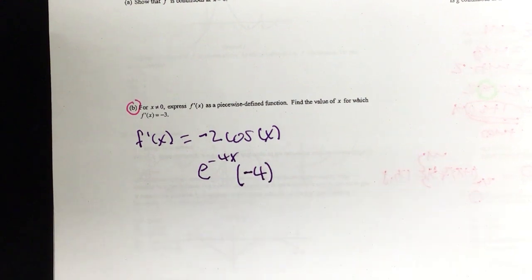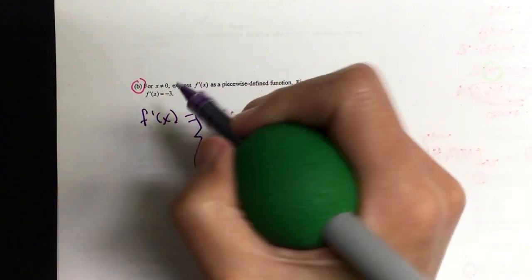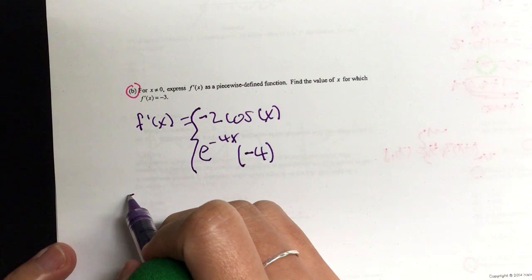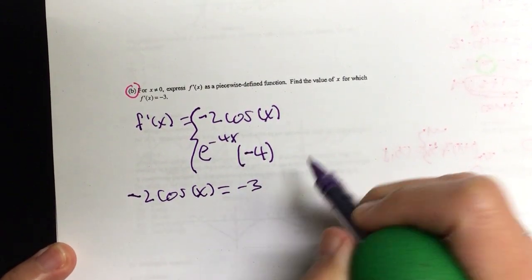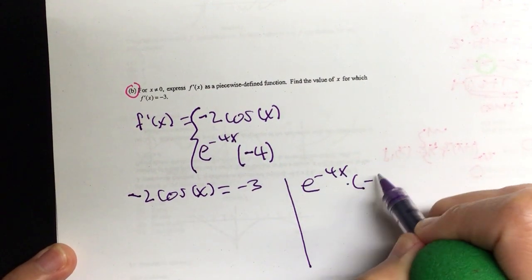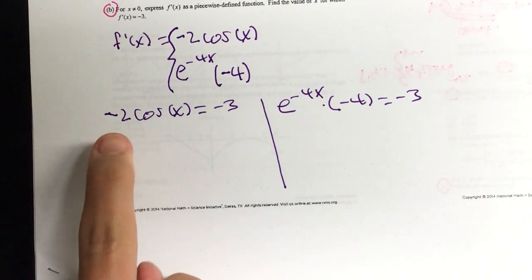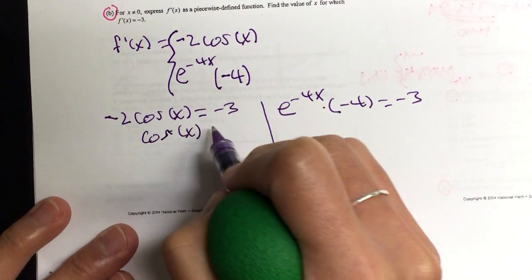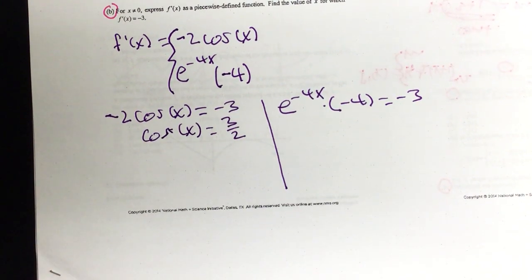Negative 4. So then I'm going to go ahead and set them equal to each other, but this time we're going to set them equal to -3. So our first condition is -2 cosine of x is equal to -3. My second one is e to the -4x times -4 is equal to -3. When I divide by -2 on both sides, our negatives cancel out, right? So we have 3/2.